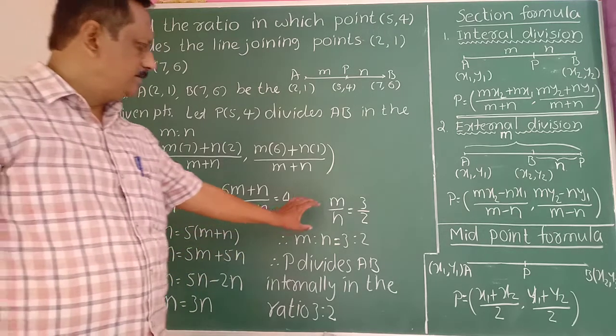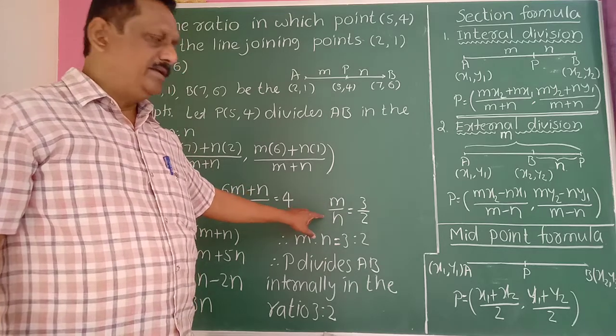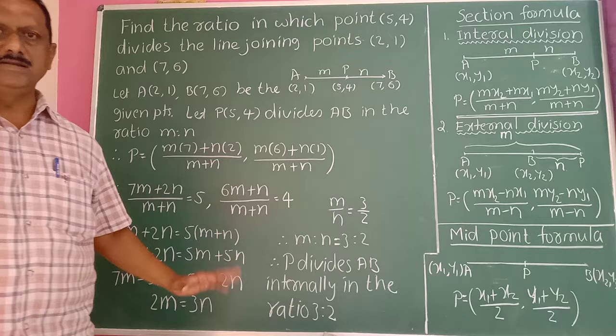Okay, if m upon n is positive, then it is an internal division. If m upon n gives a negative quantity, then it is an external division here. Remember it here.